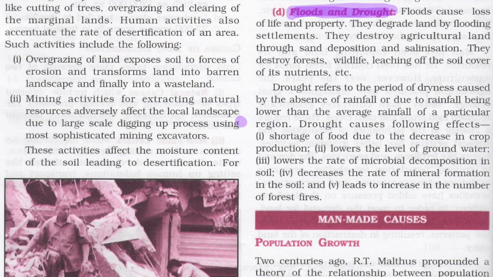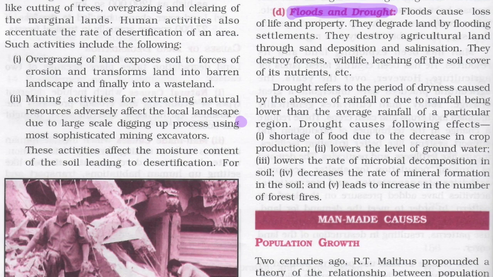Floods cause loss to life and property. They degrade the land by flooding settlements. Floods and drought destroy agricultural land through sand deposition and salinization. They destroy forest, wildlife, and leach the soil cover of its nutrients, etc. Drought refers to a period of dryness that is caused by the absence of rainfall or due to rainfall being lower in a particular area or region.